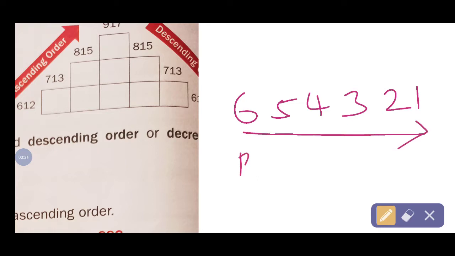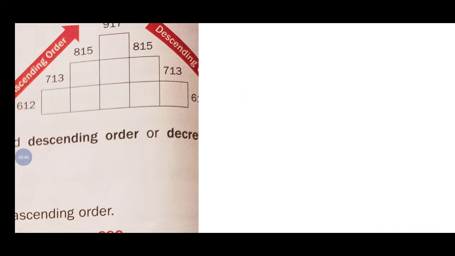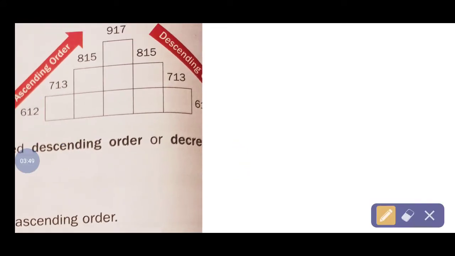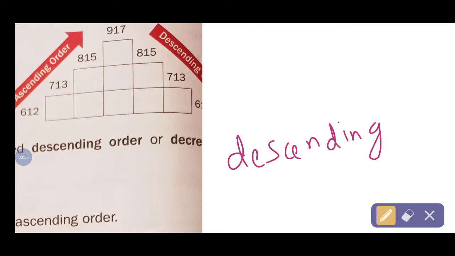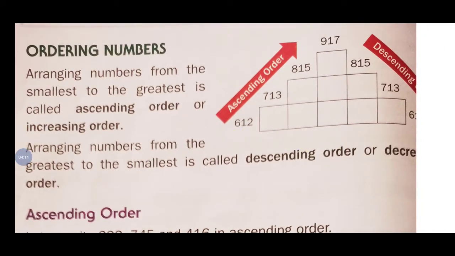So big to small is called descending order. Here we have ascending order and descending order. How it will be, I will show you. See here, they have given steps.